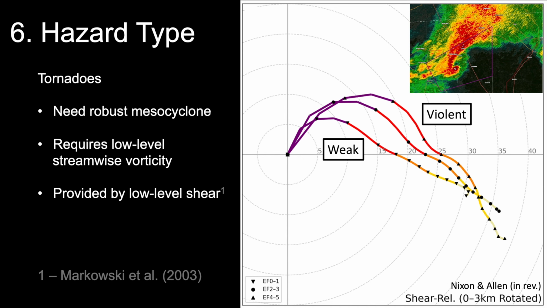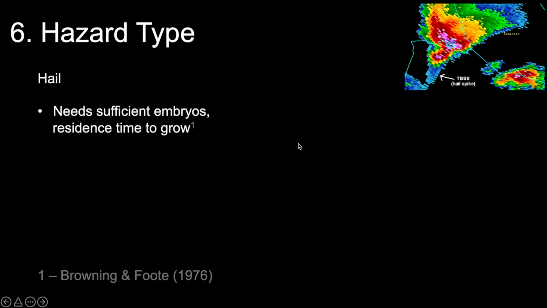And the streamwise vorticity can be provided by the low-level shear, which is why, when we plug in all of our cases here and get the average hodographs of each, we find that our weaker tornado cases have the weakest low-level shear, and then once we step up to our violent tornado cases, we're just adding low-level shear. That's the main discriminating factor between these samples. So it shouldn't be any surprise that low-level shear is good for tornadoes in most cases.